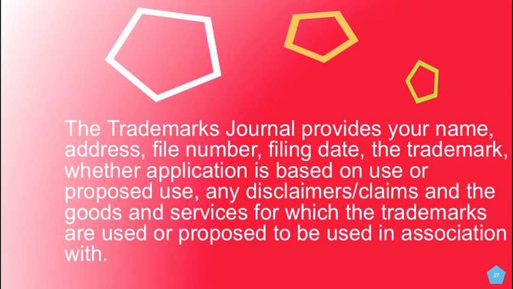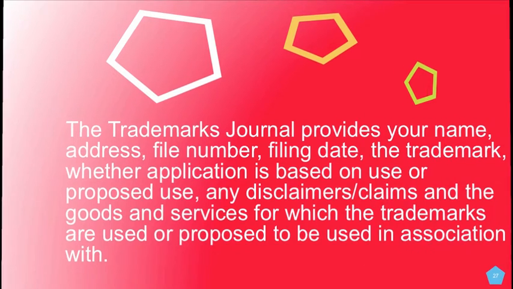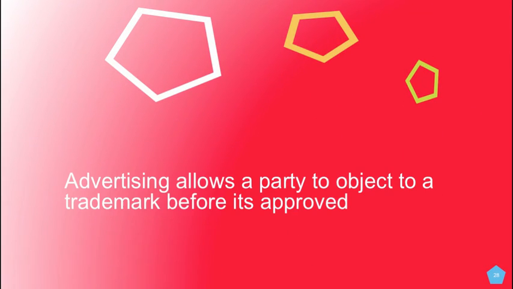The Trademarks Journal provides your name, address, file number, filing date, the trademark, whether the application is based on use or proposed use, any disclaimers, claims, and the goods and services for which the trademarks are used or proposed to be used in association with. Advertising allows a party to object to a trademark before it's approved.